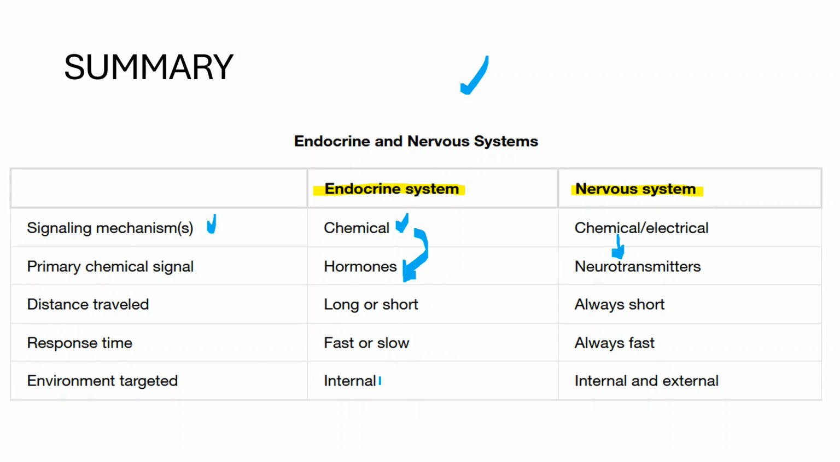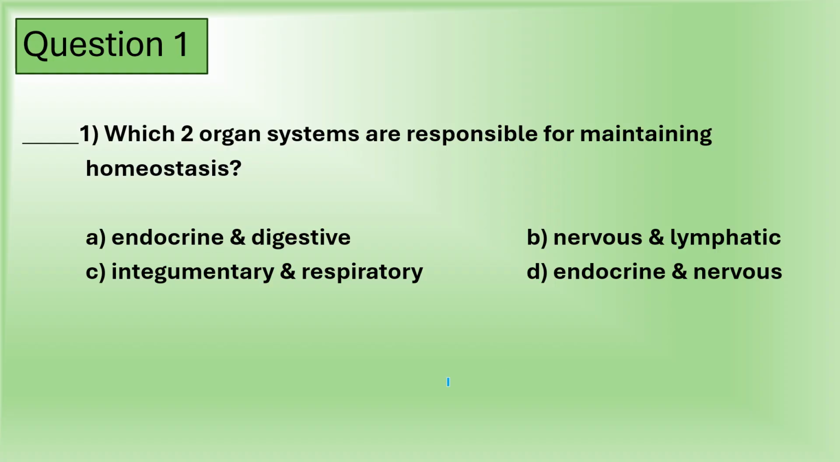Environment targeted, well, the endocrine system is going to stay within the internal environment, where the nervous system is going to be internal and external. So, again, know this summary slide and you should be pretty good. Let's go ahead and take a look at the questions. I'll give you a second to take a look at this.